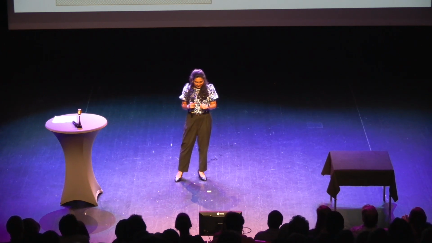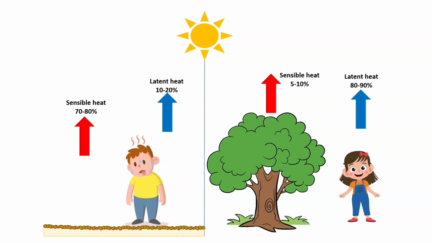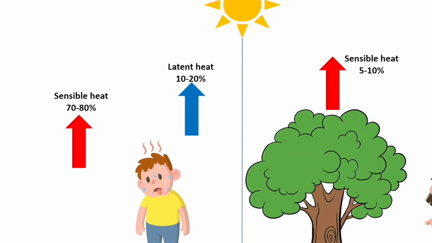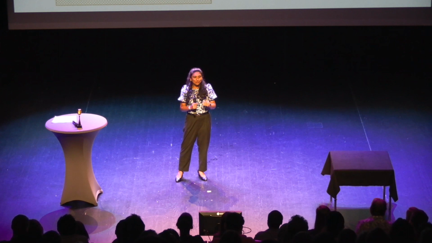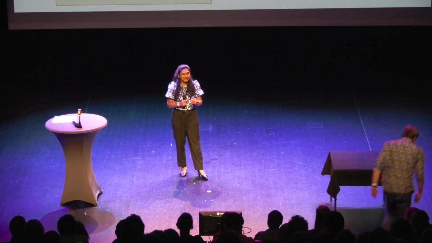As you can see in the left part of the slide, Tom is really sad and tired because there are no plants, so 80% of the solar energy is converted into sensible heat flux. However, on the right side, you see Tina. She's quite happy because 70 to 80% of the solar energy is converted into latent heat.